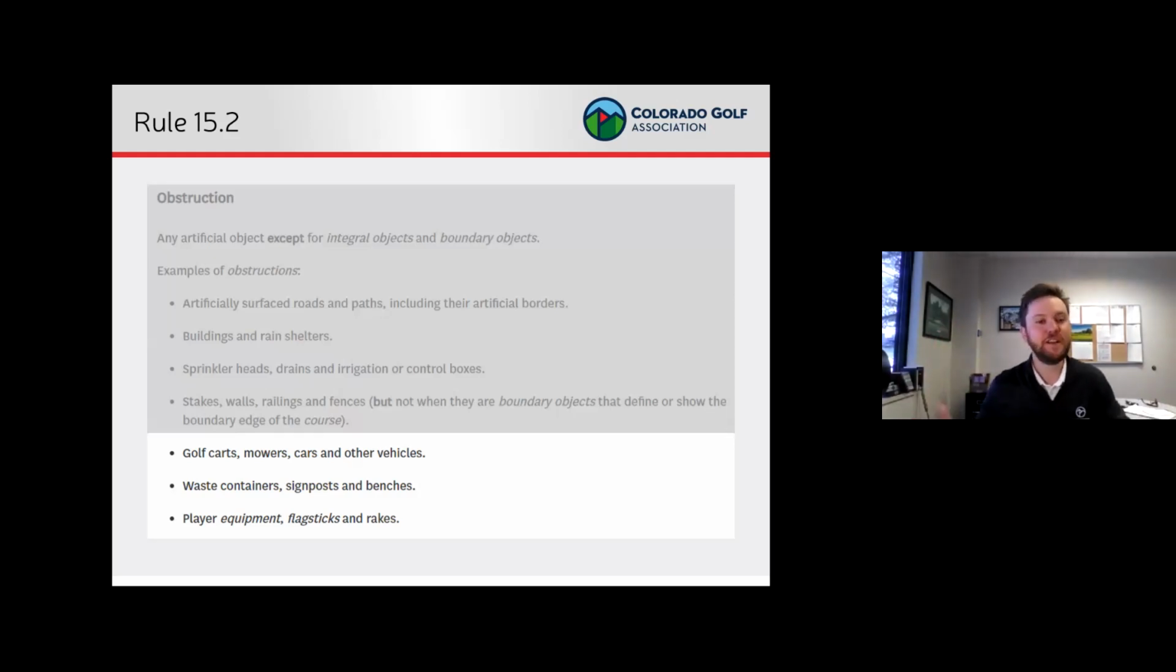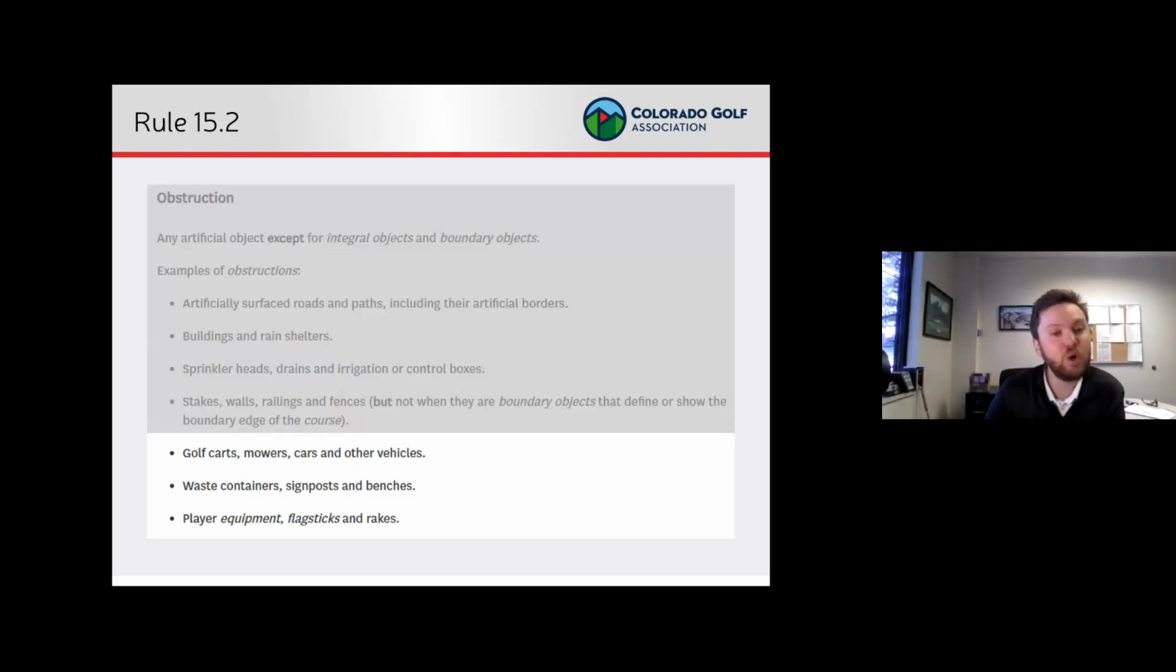Anything below here, that's a movable obstruction. They do mention stakes right there under obstruction, and that depends. Just as a quick note, if it's a white stake, a boundary object, which we just see as a parentheses there, you can't move that. That's a boundary object. That's another rule. You can't touch that. You can't move that. We saw that in rule 8.